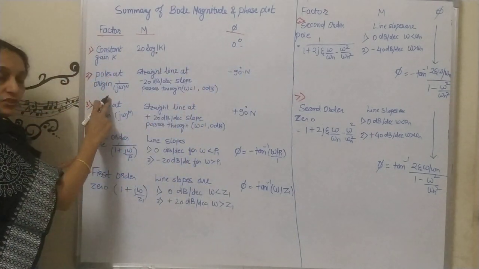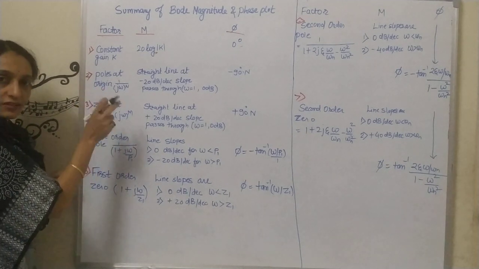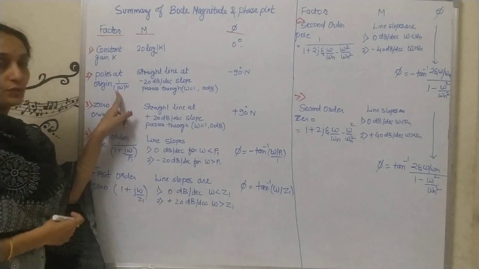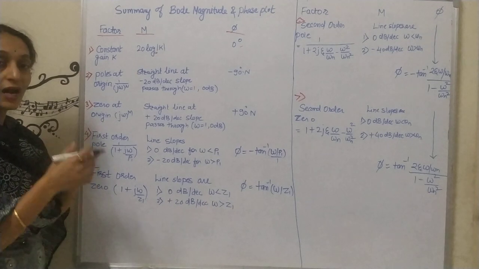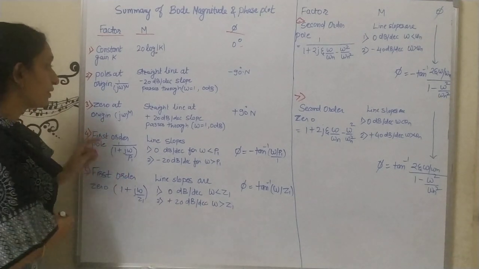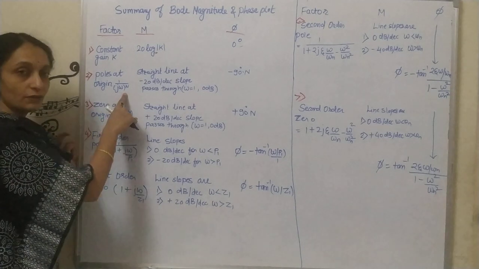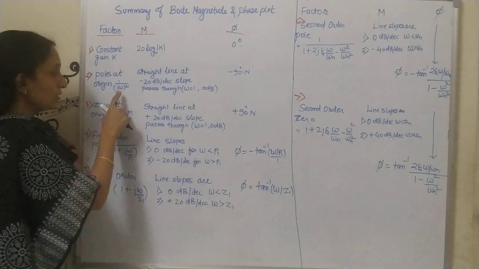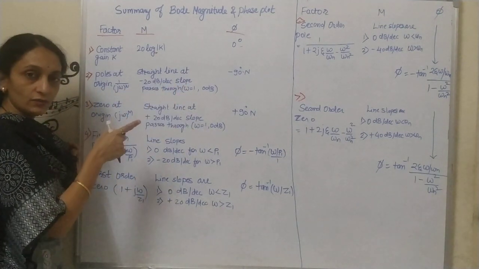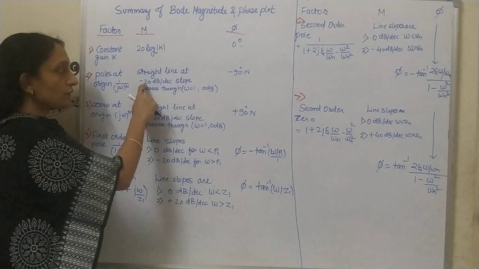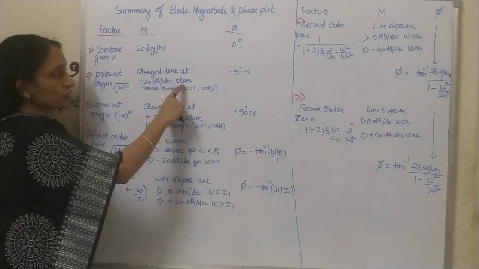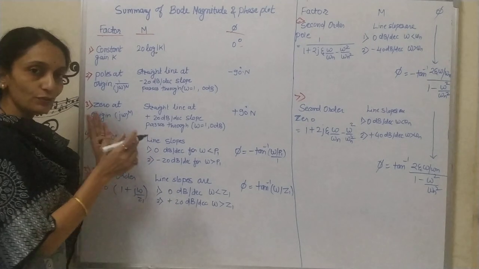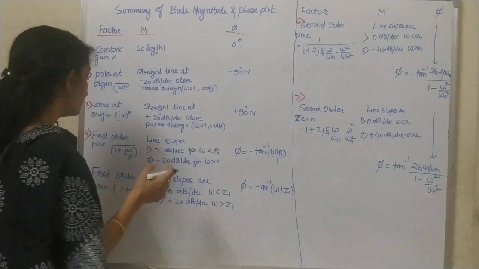Then next, pole at origin, 1 by j omega raised to power n. This is the generalized form, where n number of poles are there. We have calculated the magnitude and angle in the last lecture and I have shown you how to draw the magnitude and angle on the Bode plot. Look at this. What line slope will you get? A straight line at minus 20 dB per decade. When there is one pole at origin, the line slope will always be minus 20 dB per decade. The line passes through omega equal to 0 degree. I have shown you how to draw the line for minus 20 dB per decade.